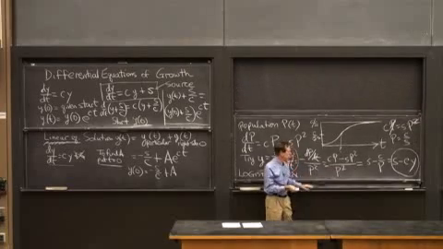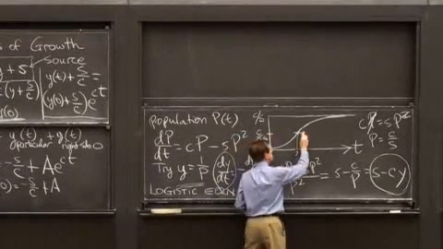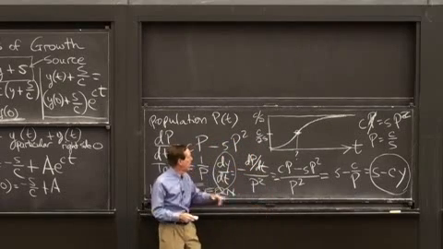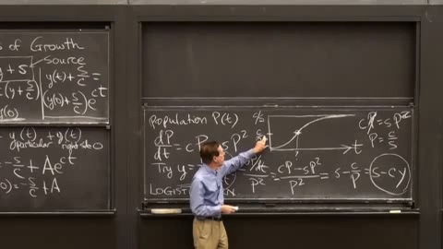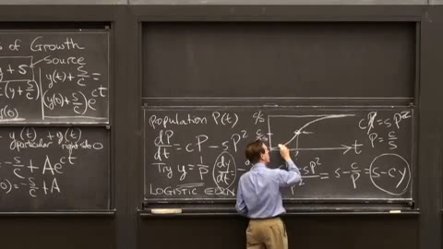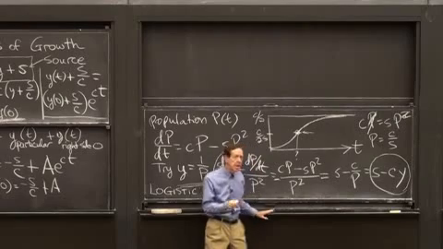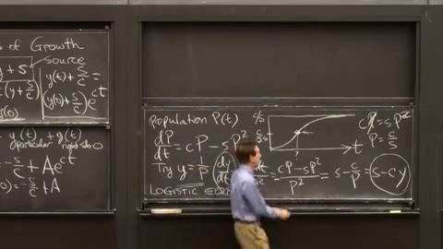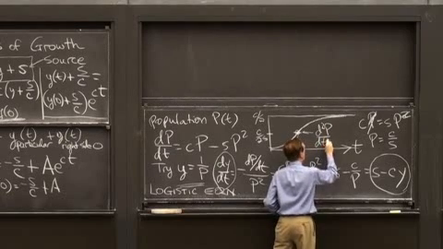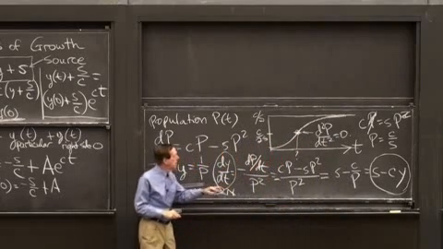If you want a challenge, check that, so what do I mean at that inflection point? What's happening there? I claim that at this value of p, the curve stops bending up, starts bending down, which means the second derivative of p is 0. You could check that.